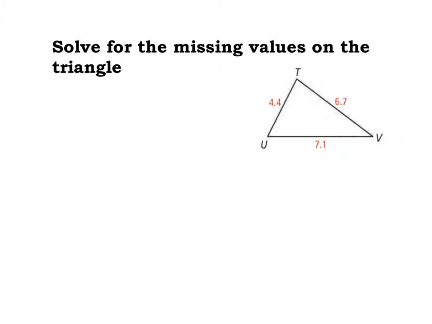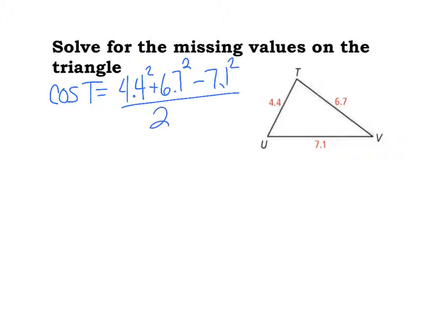They gave me side, side, side, so that's the one that's going to look like cosine of, and I'm going to say cosine of t equals. Since t is up here, its matching side is down here, so that's the one I subtract at the end. These are the two I'm going to add. So I'm going to write 4.4 squared plus 6.7 squared minus 7.1 squared, all over 2, and then those first two numbers, 4.4 and 6.7, multiplied all together.